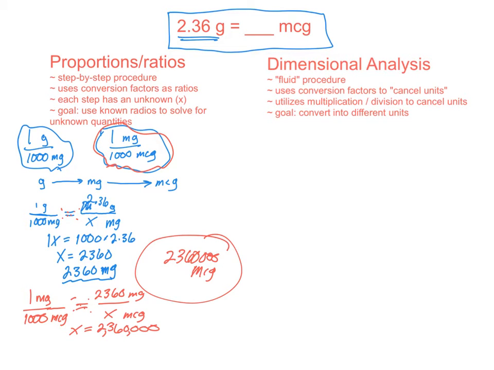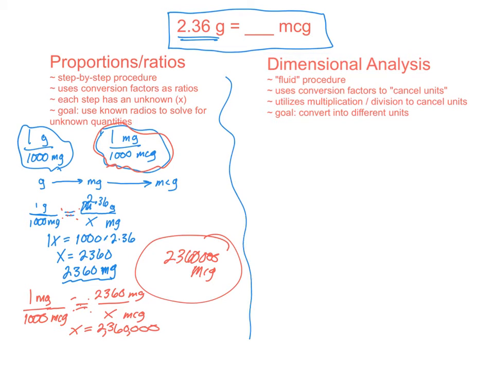It's a step-by-step procedure, potentially. If you don't have a direct conversion, you might have to have an intermediate step, which I planned. It uses conversion factors as ratios. So I set up the 1 gram to 1,000 as an equivalent ratio of the quantity that I'm starting with and the unknown that I'm hoping to convert it to. Each step has an unknown. So when I first converted it to milligrams, I had an unknown x. When I then converted that milligrams to micrograms, I had an unknown x. And I used my known ratios to solve for unknown quantities. The unknown quantity here was the amount in milligrams. The unknown quantity here was the amount in micrograms.